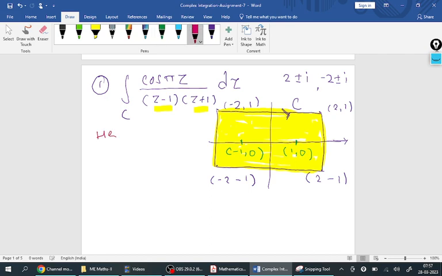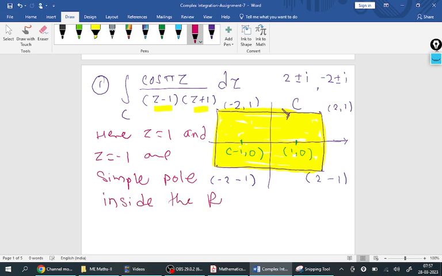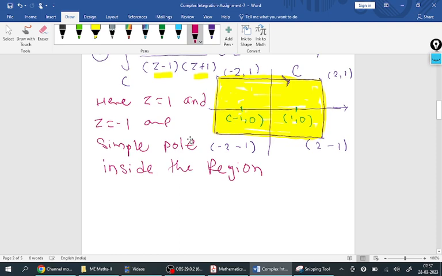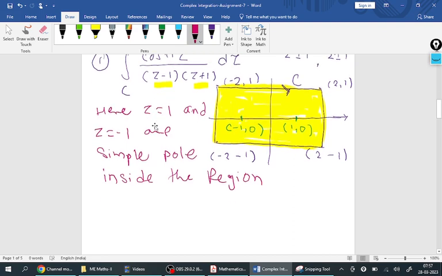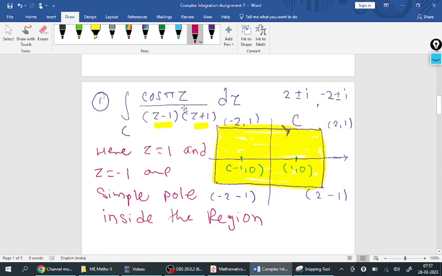So here z equal to 1 and z equal to minus 1 are simple poles. Simple pole means pole of order 1. Simple pole, and the most important thing, inside the region. Whenever you write inside the region, you have to calculate the residues for them, or you have to apply the integral theorem for each of them. That way you can solve the problem. So the first important note you should write is which of the poles are inside the region. Both the poles are inside here, and now we have to evaluate this integral.